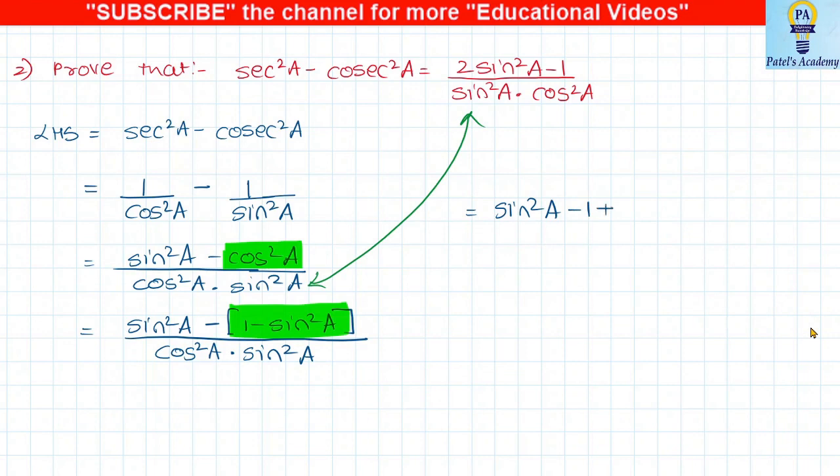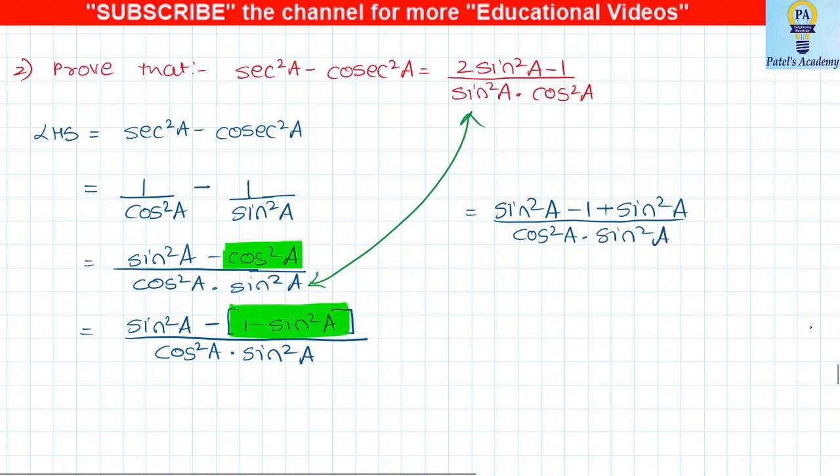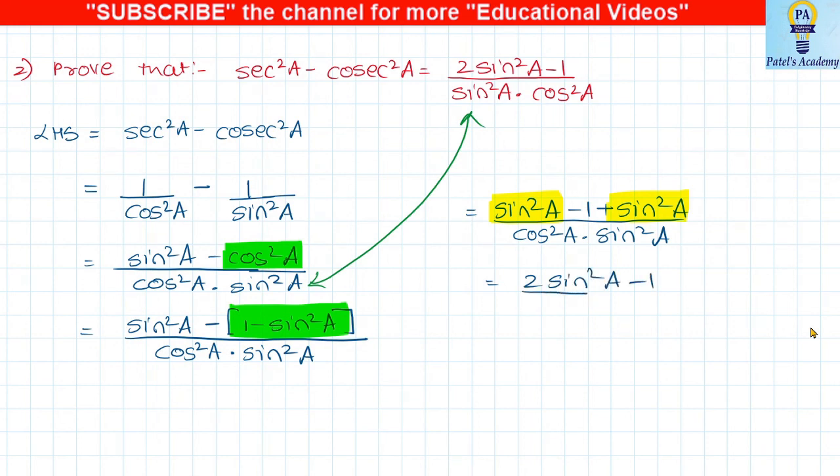When I open the bracket, it will change to plus sine square A upon the denominator, as it is cos square A into sine square A. Now just see these two terms, what I'm highlighting with yellow. Sine square A plus sine square A is nothing but 2 sine square A minus 1 upon cos square A into sine square A, and that is nothing but equal to RHS.